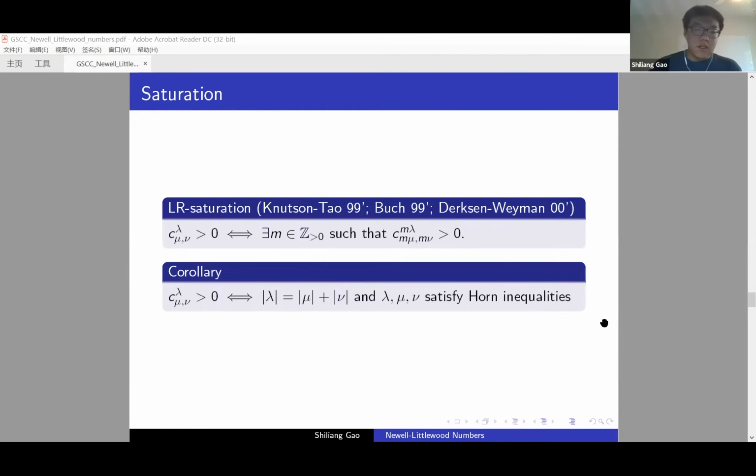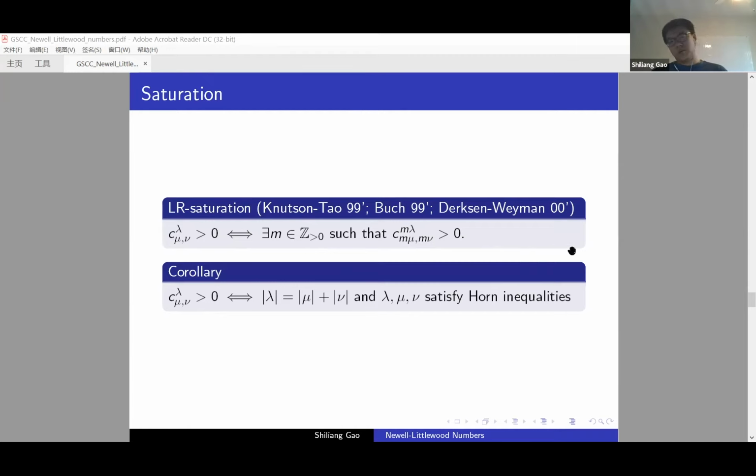And now in 1999, Knutson and Tao, using this combinatorial model they developed called honeycombs, proved that the LR coefficient c_{λμ}^{ν} is greater than 0 if and only if there exists some positive integer m such that the stretched LR coefficient is not 0. This was also later reproved by Anders Buch and Derksen-Weyman in 2000.